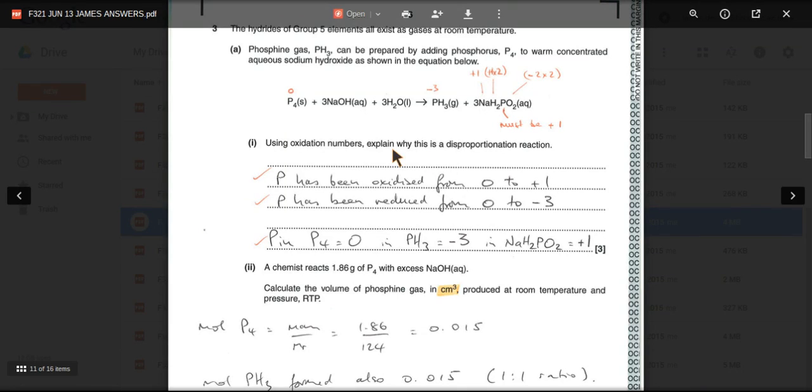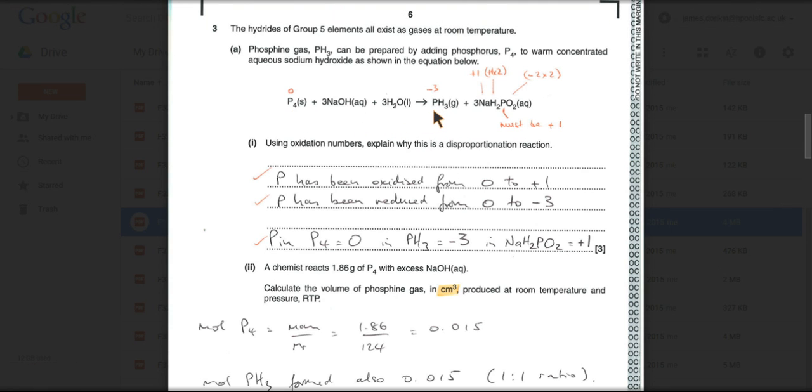So if we look at the phosphorus, it has an oxidation number of 0 because it's an element. So if we move over to this phosphorus here, it's bonded to 3 hydrogens. Each of those hydrogens has an oxidation number of +1. We know that from our rules. So the P must be -3. That's a drop in oxidation number. So there's your reduction process.